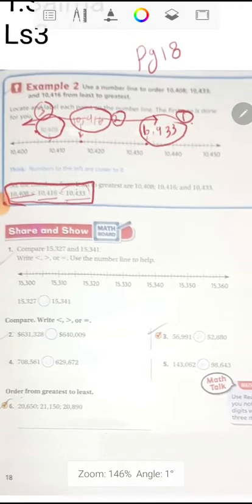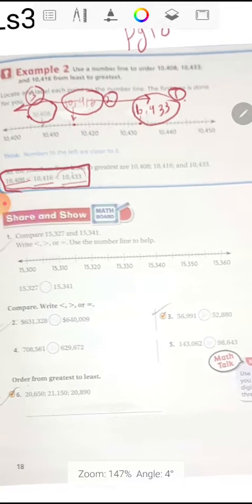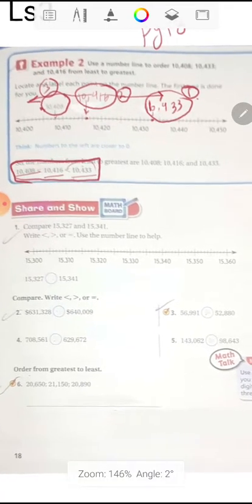Let's solve these exercises on page 18. Okay, now I will solve exercise number 1. Compare 15,327 and 15,341. Let's compare. First I will use the number line, then I will compare between the numbers.